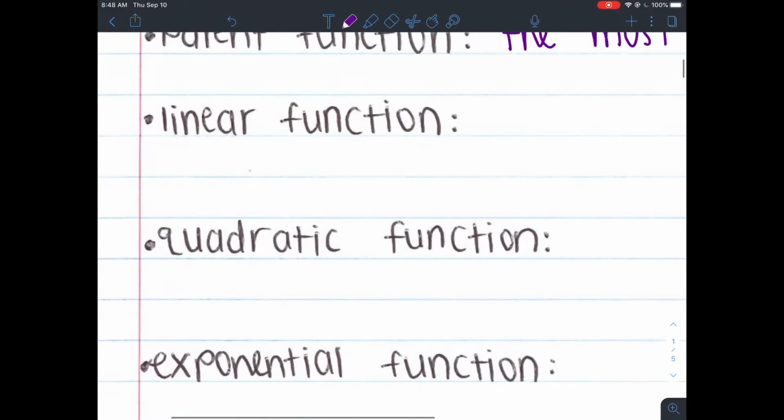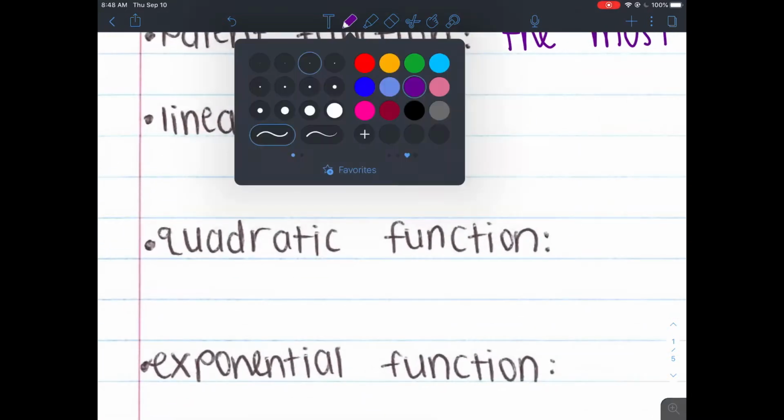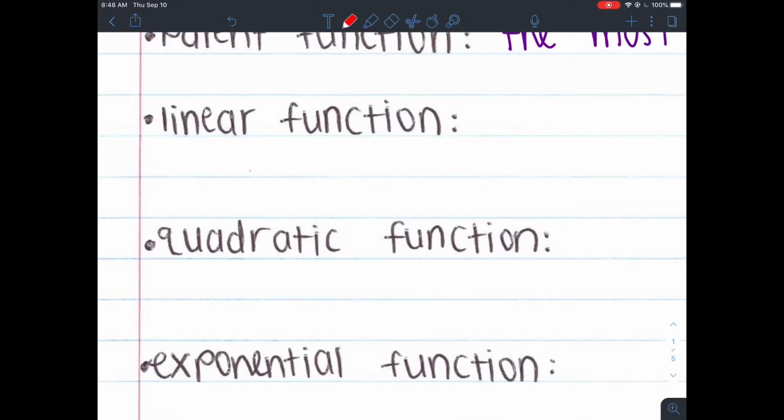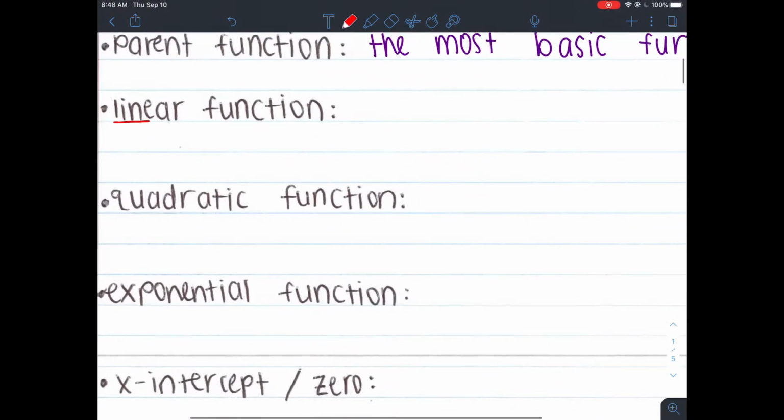So what I want to first point out about linear is there's a keyword in linear, and that keyword is line, okay? Now, when I think of a line, I think of something that's a straight line. So I'm going to go ahead and define this. A linear function is a first-degree polynomial.